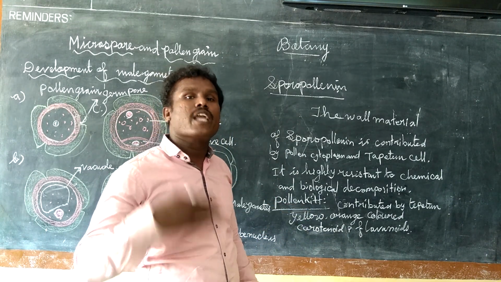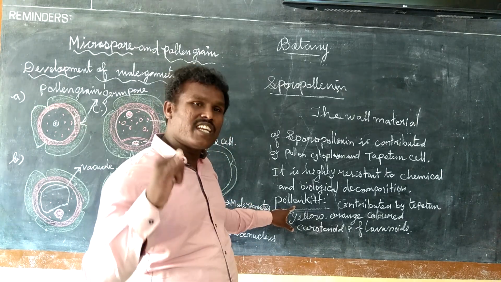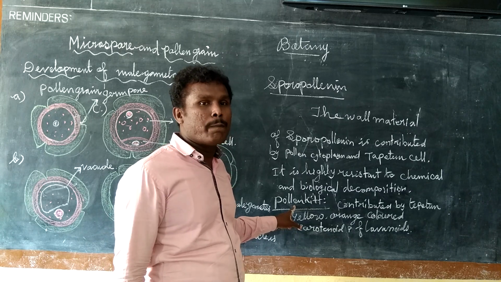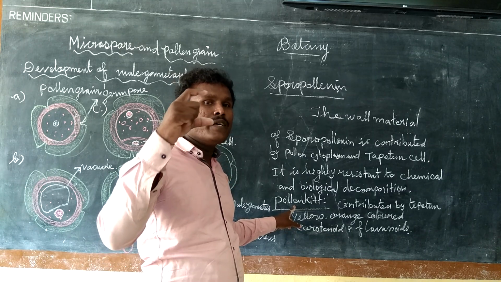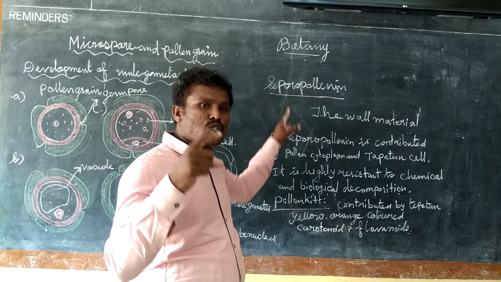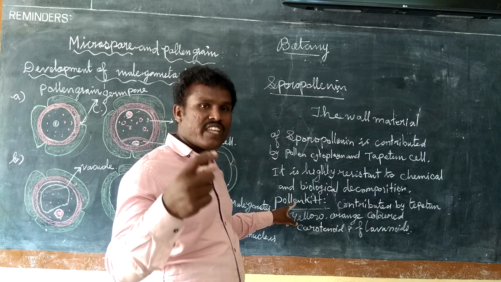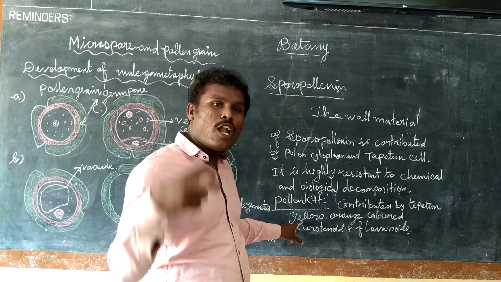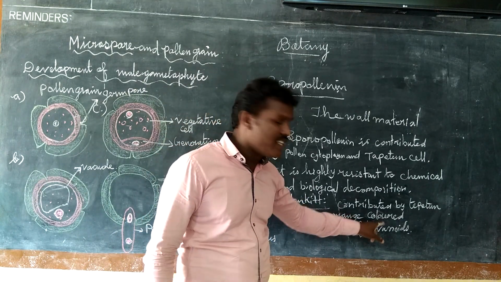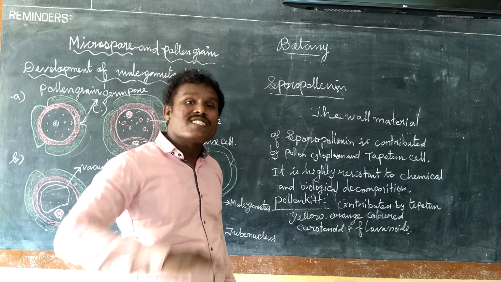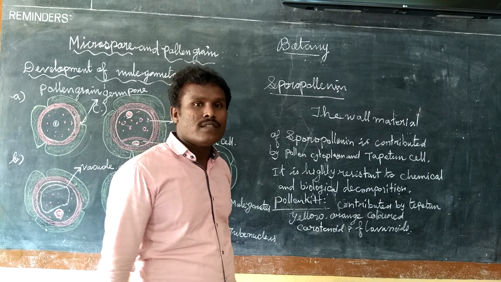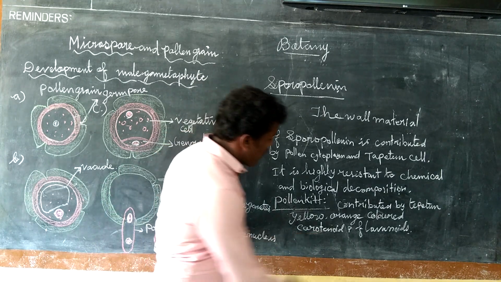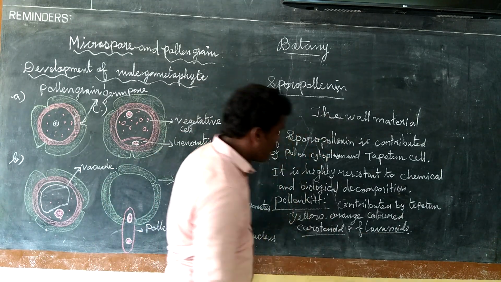The next one, pollen kit. Pollen kit is also a chemical substance which is secreted by the tapetal cell. Yesterday we studied what the functions of the tapetum are. Tapetum provides nourishment to the microspore, and sporopollenin and pollen kit material are also produced by the tapetal cells. It is a yellow and orange colored substance present on the surface of the pollen grain, and it is contributed by carotenoids and flavonoids.